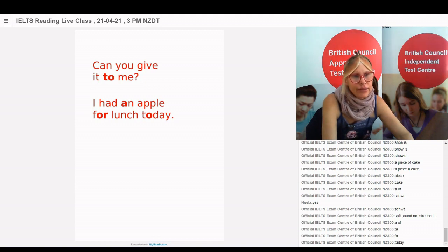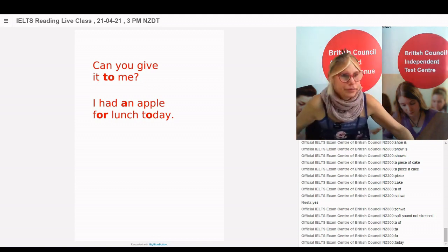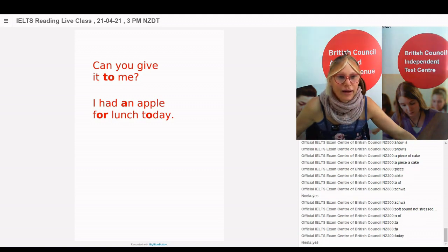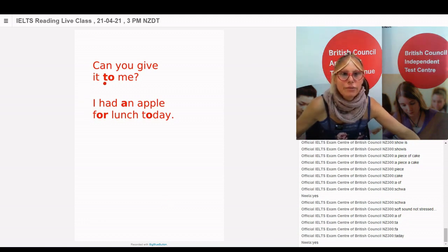Does this make sense? Is this new for you? Makes sense? Okay. All right. So it's called the schwa and it's an unstressed sound and it's used for lots of different prepositions such as for and to.